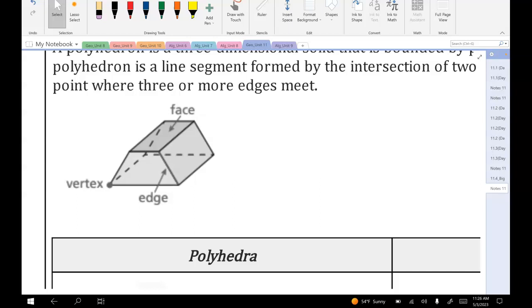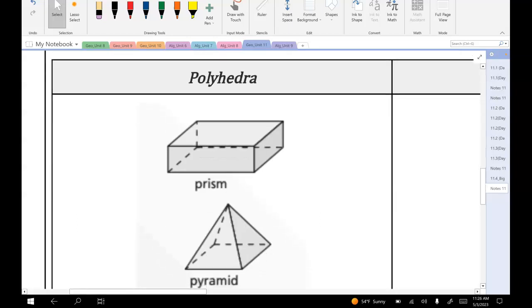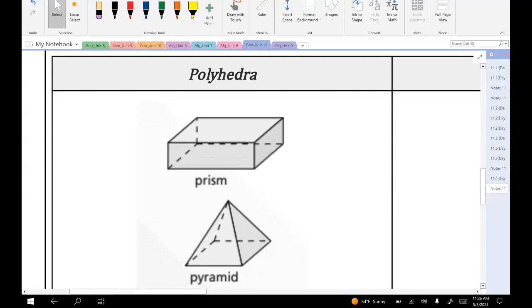A vertex is wherever 3 or more faces converge. Or a vertex could be synonymous with the word corner. Your corners are your vertices. So I put some examples of what are polyhedra and what are not polyhedra. Polyhedra is the plural of polyhedron.